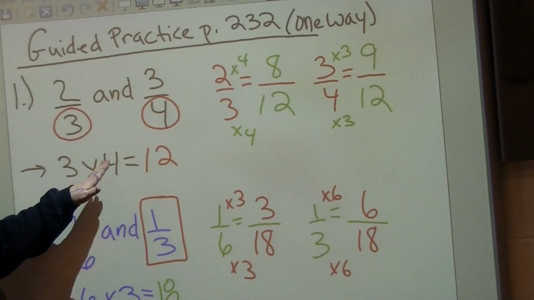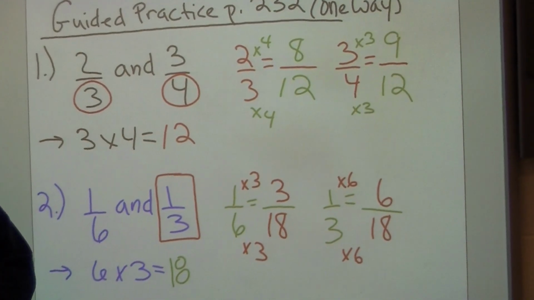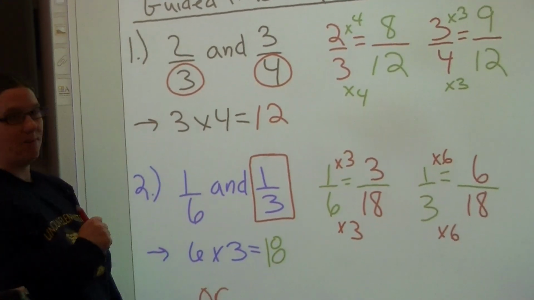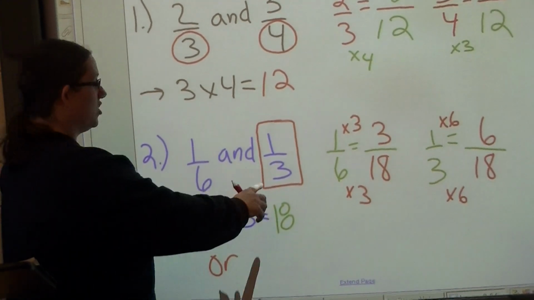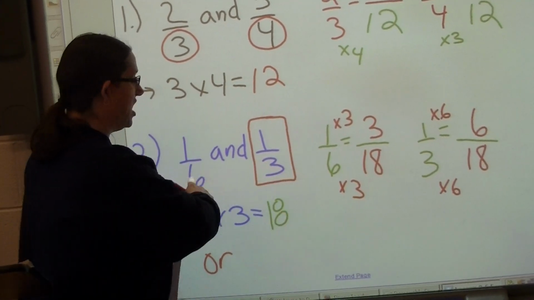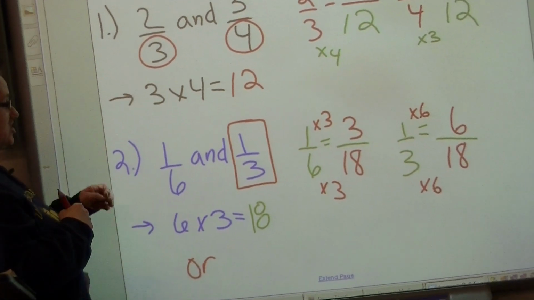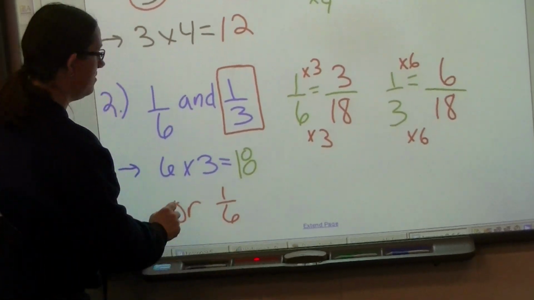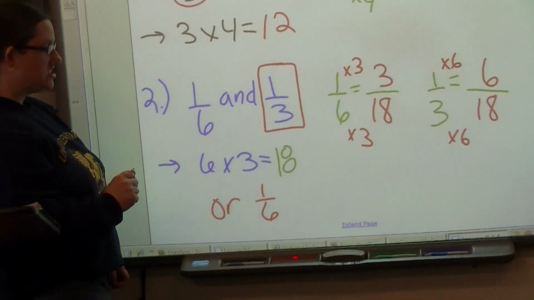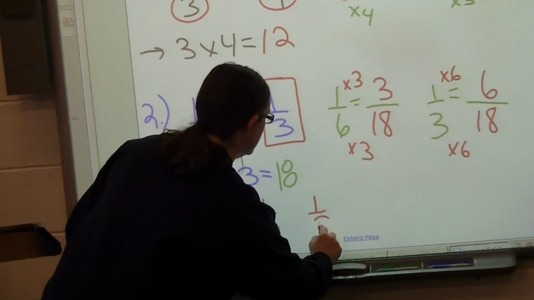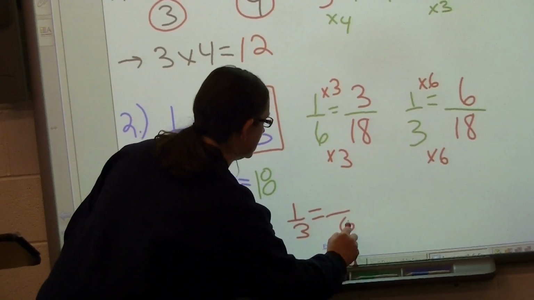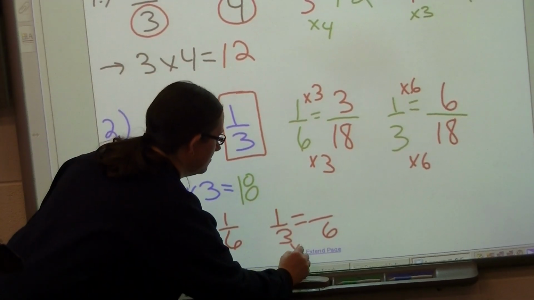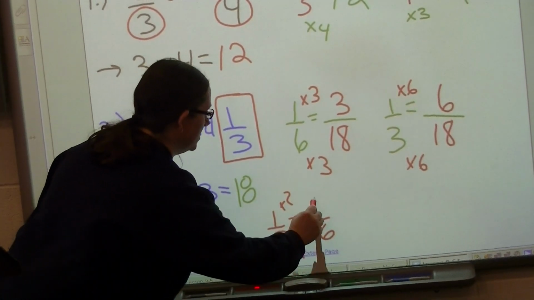Now you will notice this was doing one way. Could we look at these and use the other way, which is do 6 and 3 have a common multiple? Yes, 6 is a multiple of 3. So instead of changing 1/6, I can keep that the same, but then I need to change 1/3 to make it out of 6. So we would have 1/3 to equal something out of 6. 3 times what gives me 6? Times 2. 1 times 2 gives me 2.